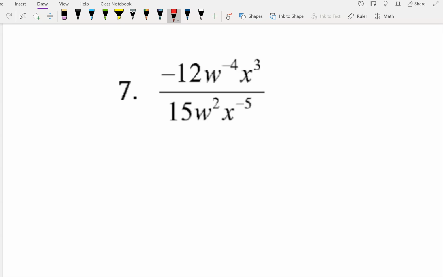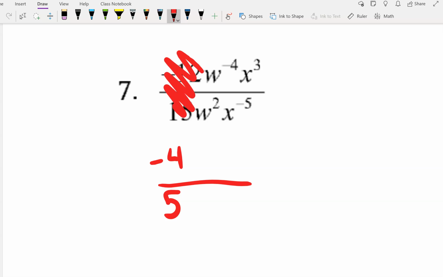When I reduce fractions, I need to see if anything goes into both the top and the bottom. 12 and 15, both of those, 3 goes into both of those. So I'm going to divide both of those by 3, and I end up with negative 4 over 5. So that part is done. I'm going to cross it off because I don't have to deal with it anymore. Now I'm going to deal with the w's.